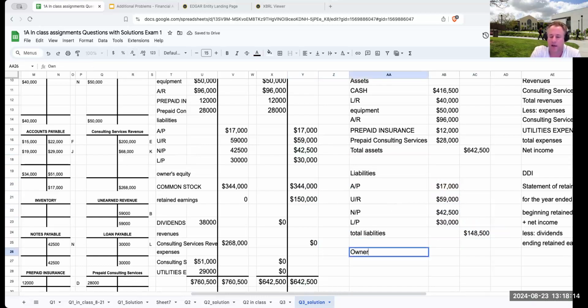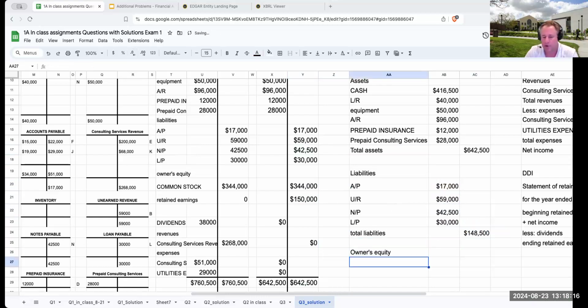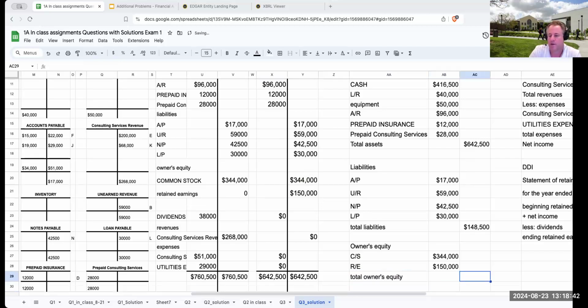And then lastly, we have owner's equity. For owner's equity, I just have two accounts. I've got common stock and I've got retained earnings. This is for right now. We are learning accounting. We're keeping things as simple as possible. Remember, there's a lot more complexity in financial statements, right? However, if you don't spend the time to learn this construction and layer things on, it's going to be rough. My total owner's equity is going to be 344 plus 150.